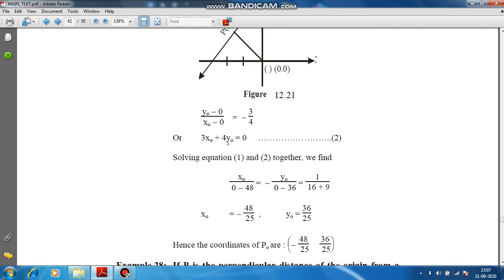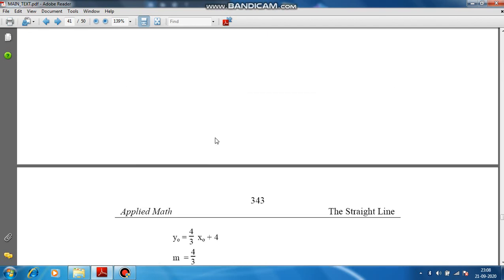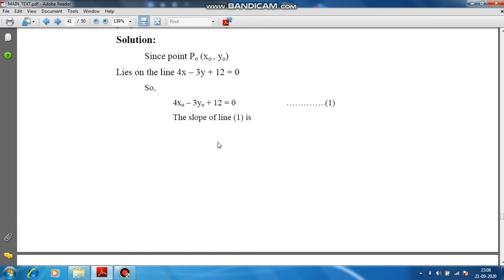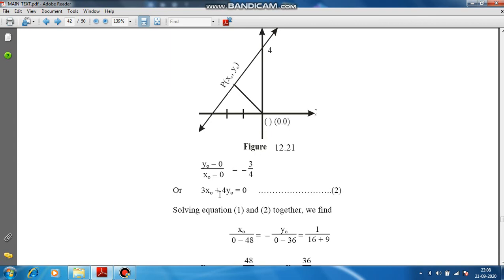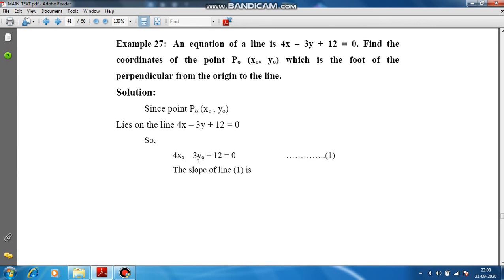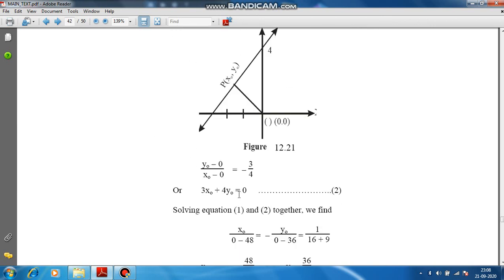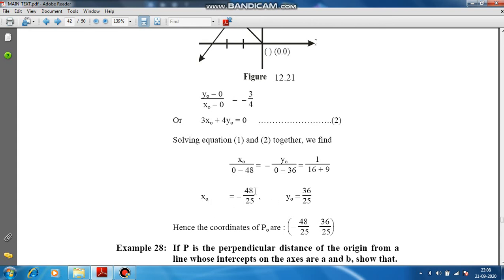From here we get x naught equal to minus 4 by 3 y naught. So if we put over here, y naught equal to 4 by 3 x naught plus 4, sorry, x naught equal to minus 4 by 3 y naught, then we get x naught equal to minus 48 by 25 and y naught equal to 36 by 25. This is the solution, and hence the foot of perpendicular is (minus 48 by 25, 36 by 25).